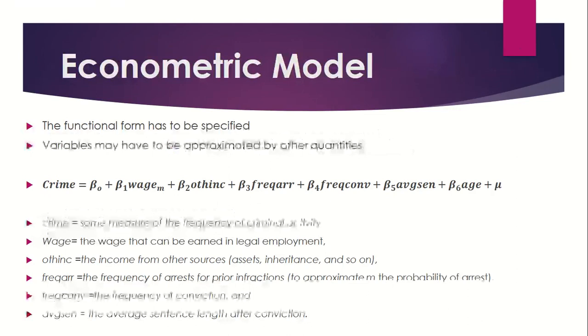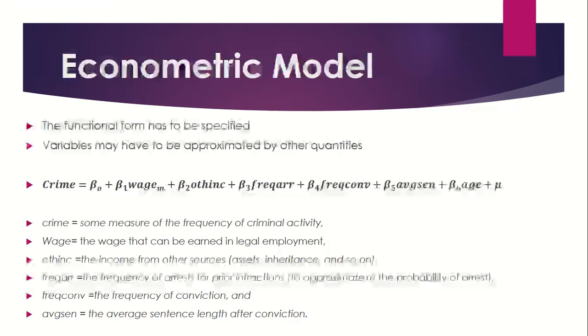Now coming towards the econometric model, again we have taken the same model, that is the model for crime. Here the functional form has been specified and variables may have to be approximated by other quantities as well. First we define the functional form and then we think how to measure each variable. For example, taking Becker's model of criminal activity.